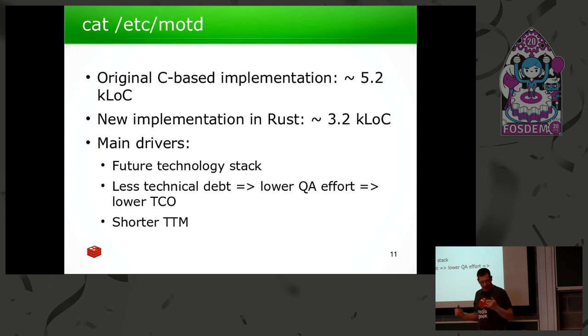Okay. The original implementation, some figures. The original implementation had about 5.2 kilolines of code. The new implementation is about 3.2 kilolines of code. What were the main decision points for re-implementing the already existing RedisJSON extension in Rust?